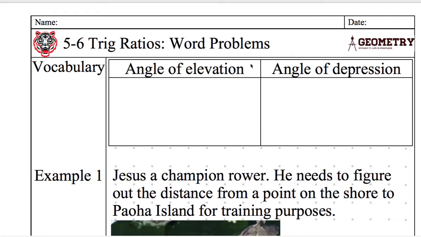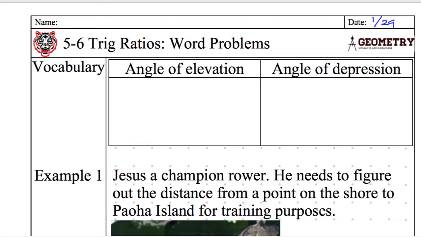We are in geometry. Today's date is January 29th, so put it on your paper, January 29th. Make sure your name is also on your paper, 1/29. All right, so vocab: angle of elevation and angle of depression.